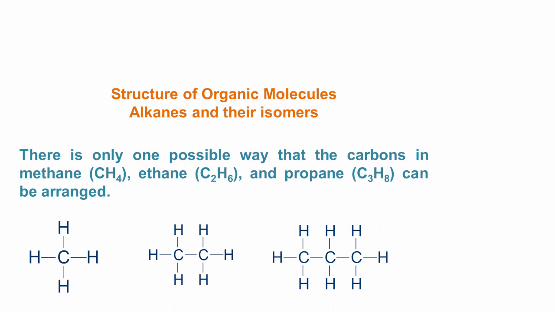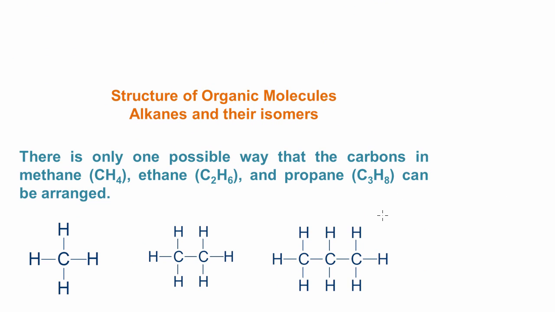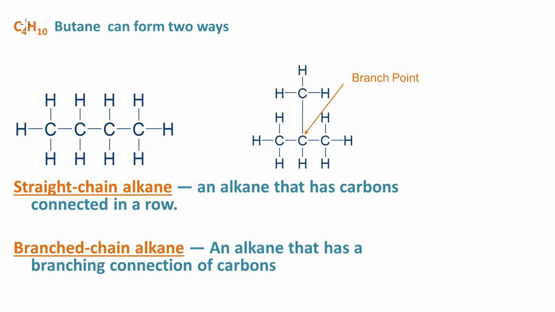I think you can see that there's only one possible way that we can arrange the carbons in methane, ethane, and propane. Now, when we get to butane, a hydrocarbon that has 4 carbons, here is the structure right here. So we have these 4 carbon atoms bonded to hydrogens. I can draw this 2 different ways. I can draw it this way, where the carbons are connected to one another in an uninterrupted chain.